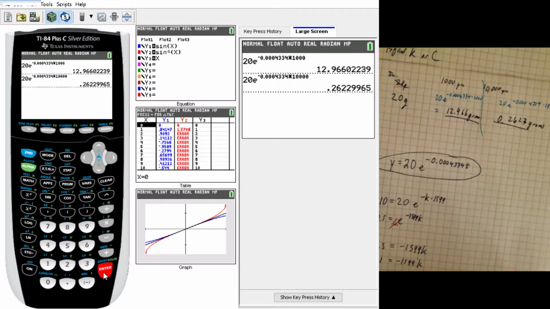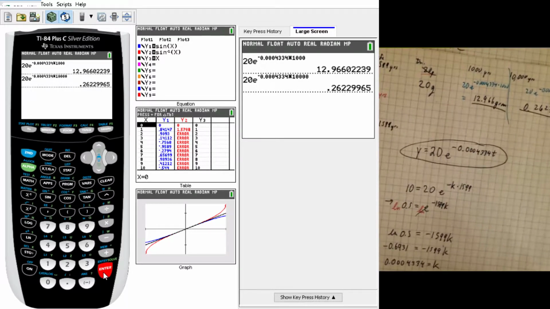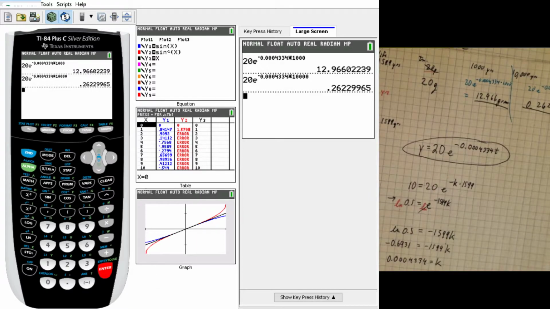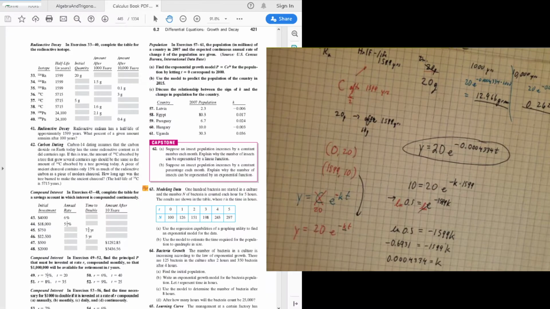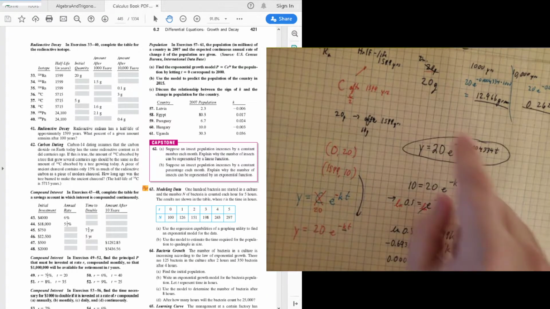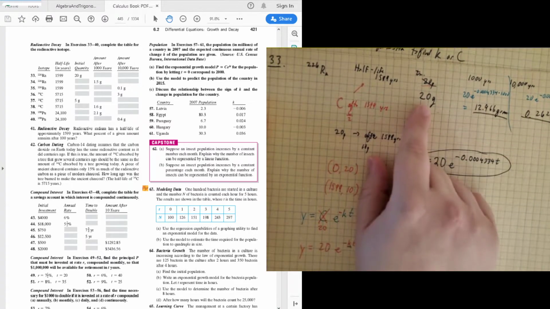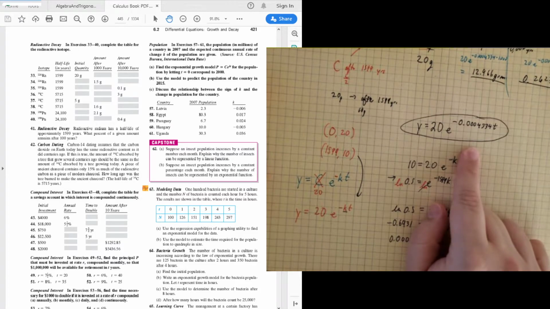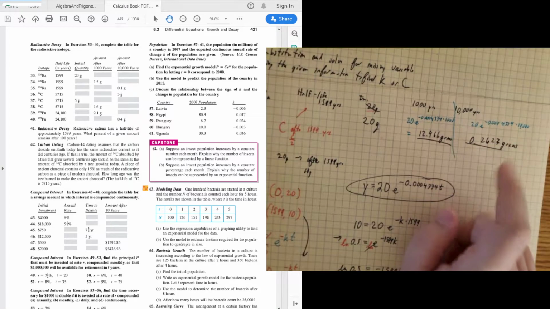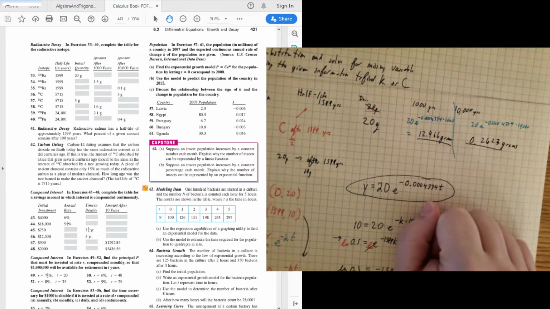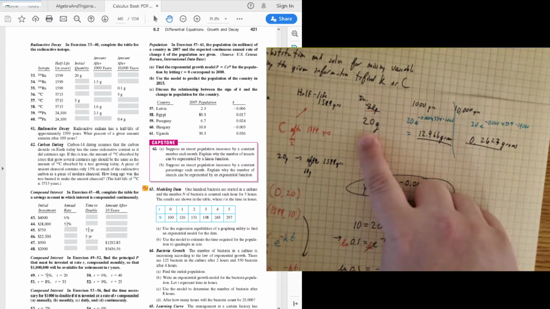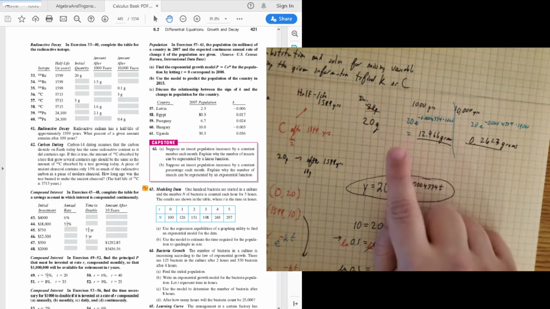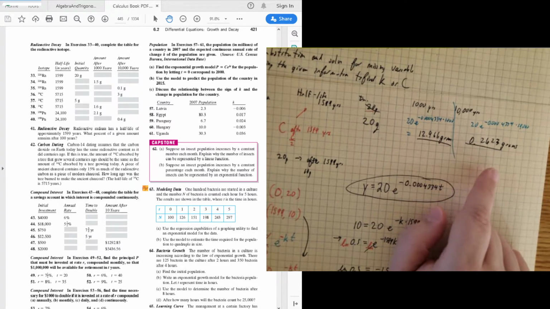So with this section and its homework, a lot of the big pieces are understanding how to take given information, like you have a half-life with initial value, and use that in turn to develop a formula, and use that formula to develop solutions. And so after 1,000 years, this 20 grams will reduce to 12.966 grams. After 10,000 years, that 20 grams will reduce to 0.2623 grams.